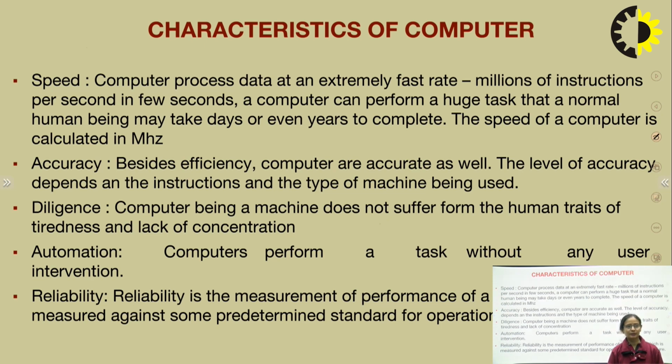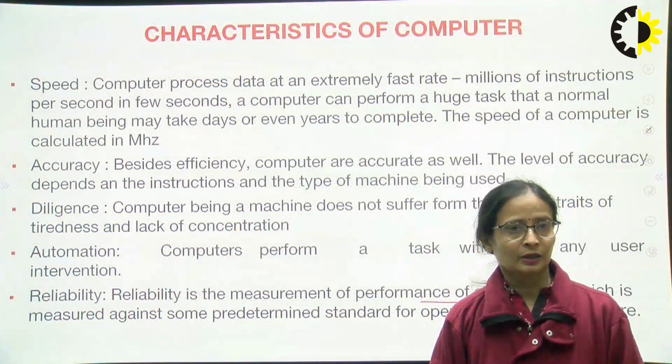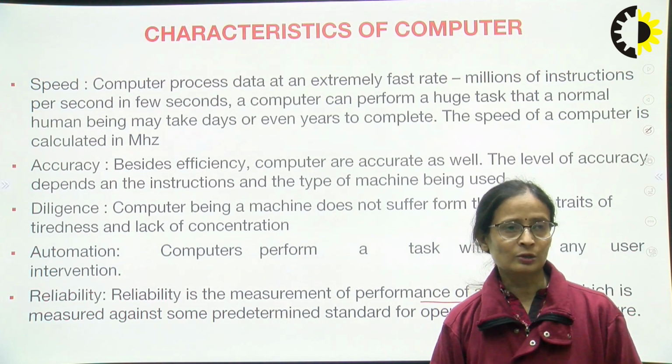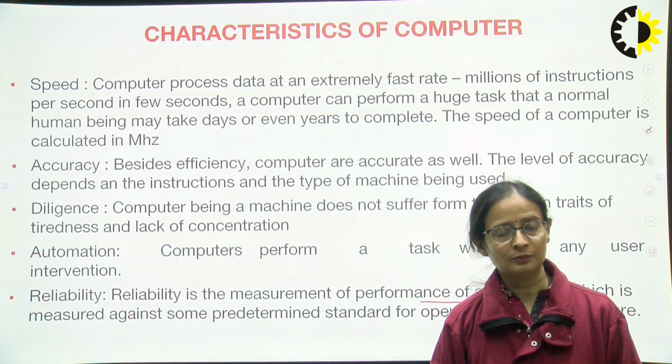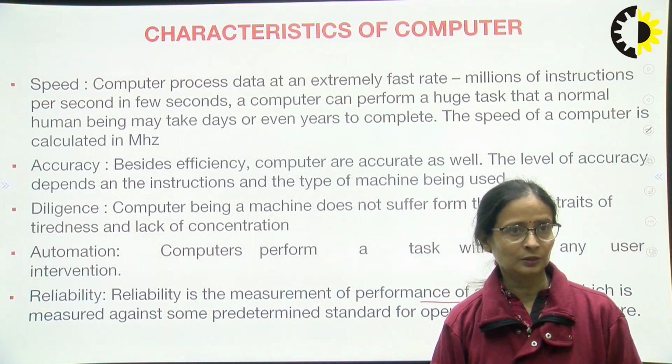Reliability. Basically, reliability here is the measure of performance of a computer, measured against some predetermined standard for operation without any failure. That is, if we need to perform a certain task, and if we compare the computer and a human being, then the computer is more reliable, not only in terms of speed but also performance. In terms of performance also, the computer is very much, you could say, better than the human being.